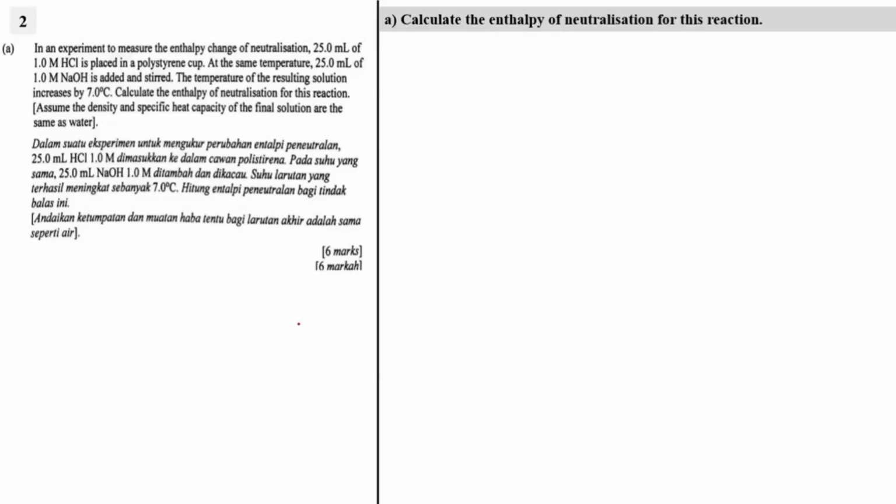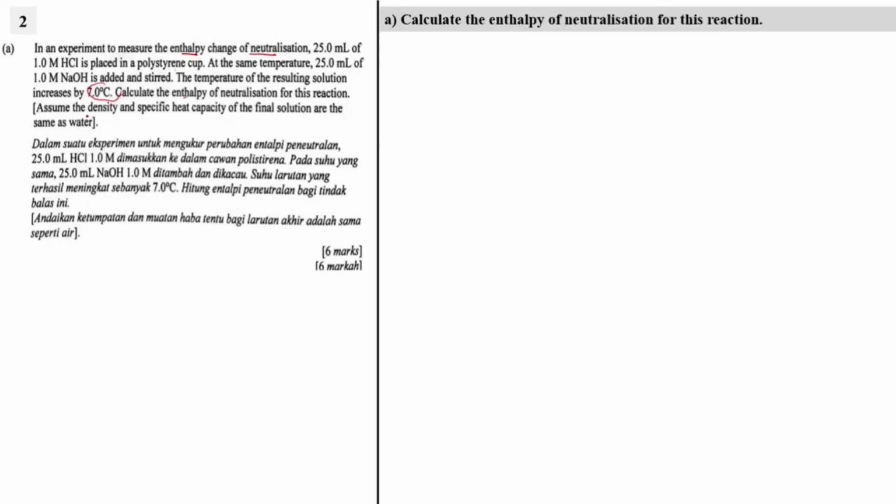Now for question number 2, in an experiment to measure the enthalpy change of neutralization, 25 ml of 1.0 molar HCl is placed inside a polystyrene cup. At the same temperature, 25 ml of 1.0 molar NaOH is added and stirred. The temperature of the resulting solution increases by 7 degrees Celsius, and hence we need to calculate the enthalpy of neutralization for this reaction.